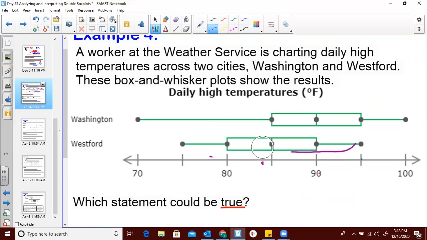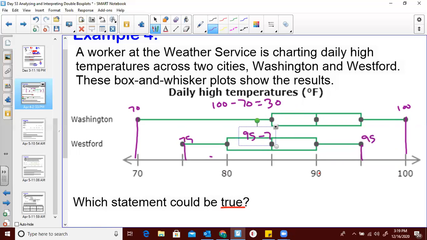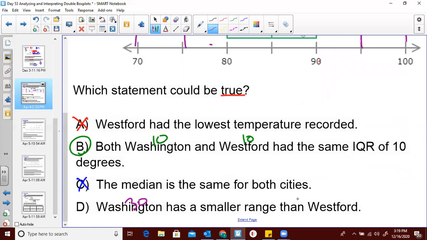But if you really wanted to check it out, we know that Washington is going to be 100 for our largest and 70. So 100 minus 70 gives us 30. So that's Washington's range. Westford, our low end is 75. Our high end is 95. And 95 minus 75 is going to give us 20. So Washington 30, Westford 20. Washington has a smaller range than Westford. We know it's not going to be true.